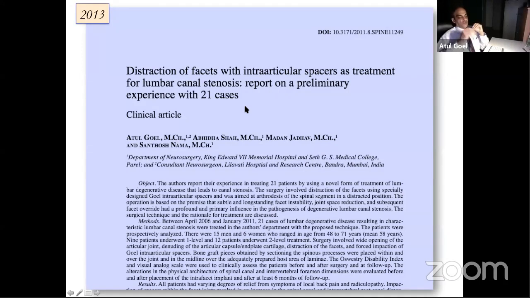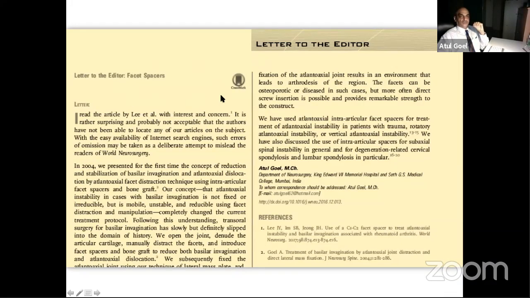I must tell you, my dear friends, in my subsequent lectures I will give you detailed information about this concept, and I want to show my friends in Morocco and other parts of this region a new revolution in spine surgery. These facet spacers are very well published.